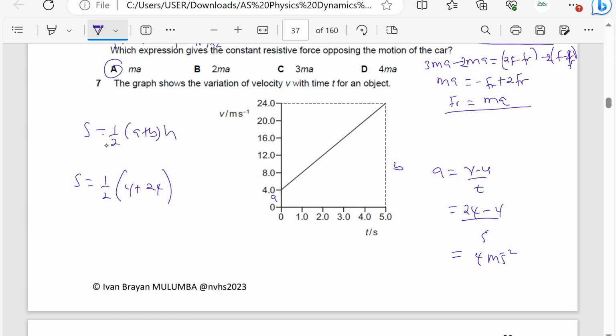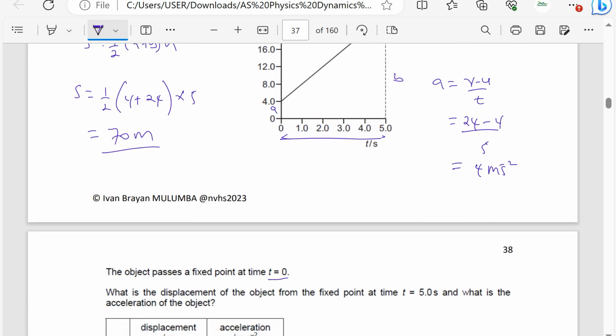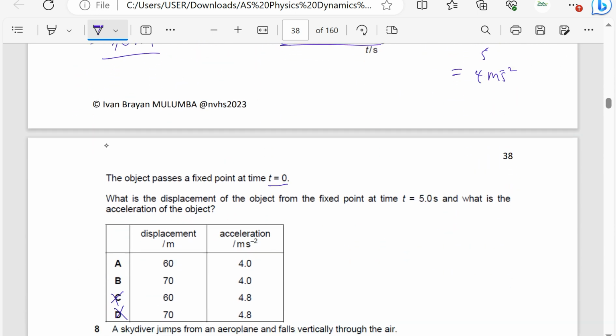So S is a half into 4 plus 24. Then the height is going to be this distance here, which is 5. So that is 28, which is 14 times 5. I think 14 times 5 is 70 meters. So the displacement is 70 meters, which makes the answer B.